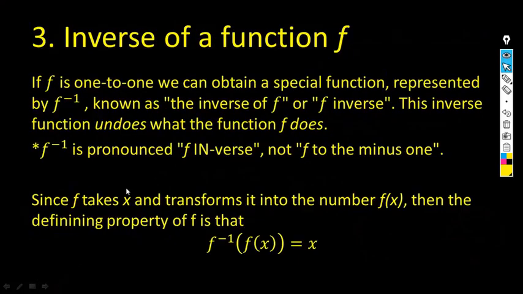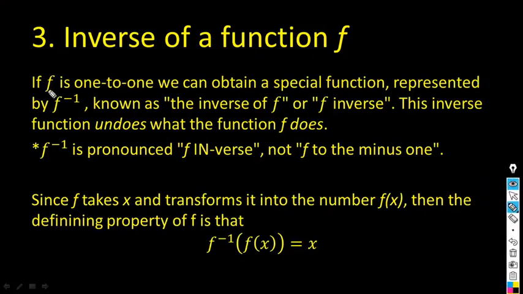Okay, and the final concept for today is this: the inverse of a function f. What is this? Let's read. If f is 1 to 1, okay, so we have a requirement already. If f is 1 to 1, that's a requisite, a requirement. We can obtain a special function represented by this symbol, known as the inverse of f, or f inverse. This inverse function undoes what the function f does.